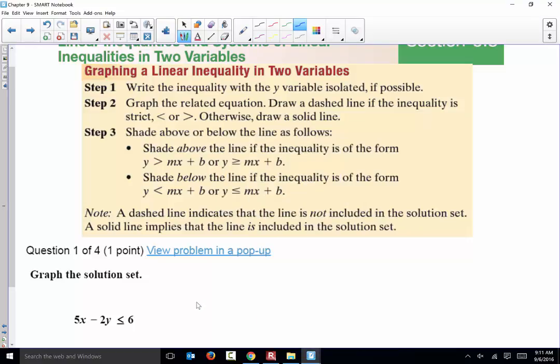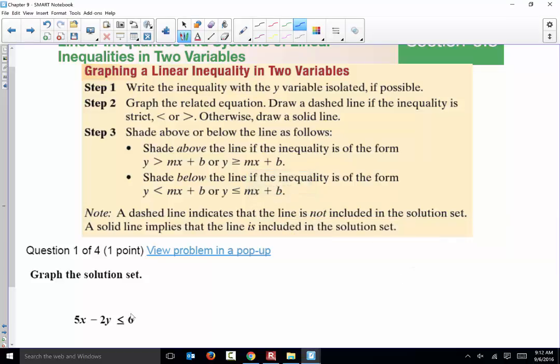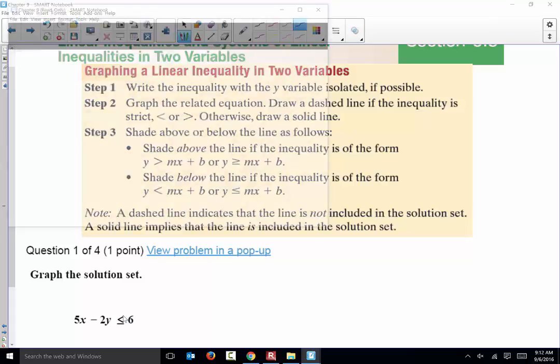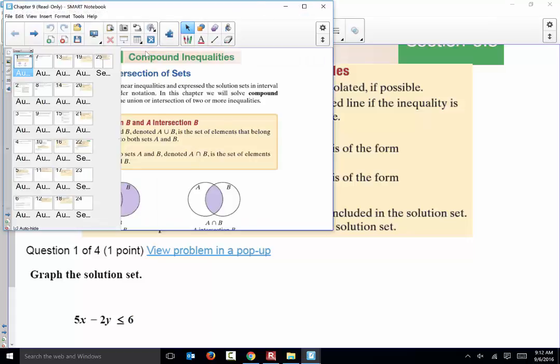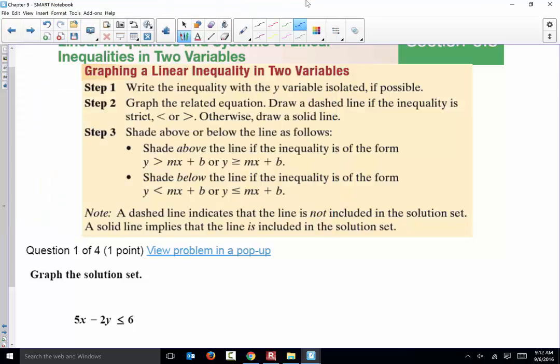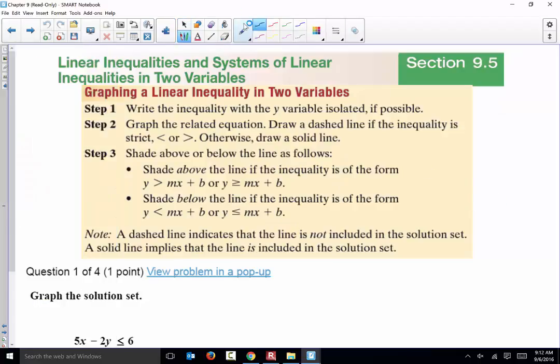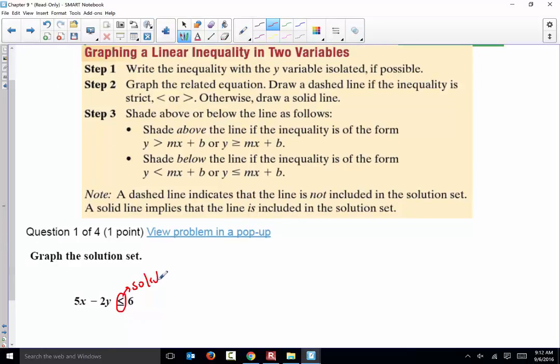So to graph them, first you need to get y on the left side all by itself. Okay, we did that. Then you need to describe the graph: we create an equation out of this and see if that graphed equation is going to be a solid line or a dashed line. You basically take a look at whether you have an equal sign under this inequality or not. If you see an equal sign, that means it is solid. If no equal sign, it is a dashed line.